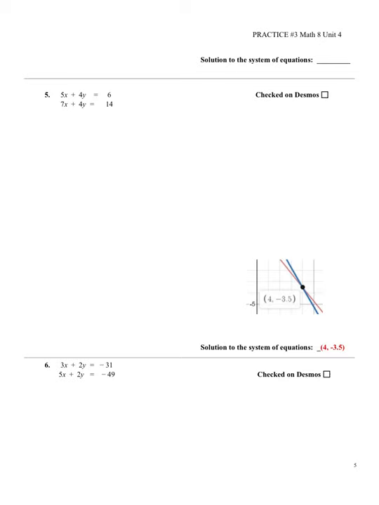Okay, so if I look at number 5, if I add, I won't be able to wipe or eliminate any one of the variables. So I am going to multiply the top by a negative 1. So that would give me negative 5x minus 4y equals negative 6. And then I'm just going to rewrite the bottom equation.